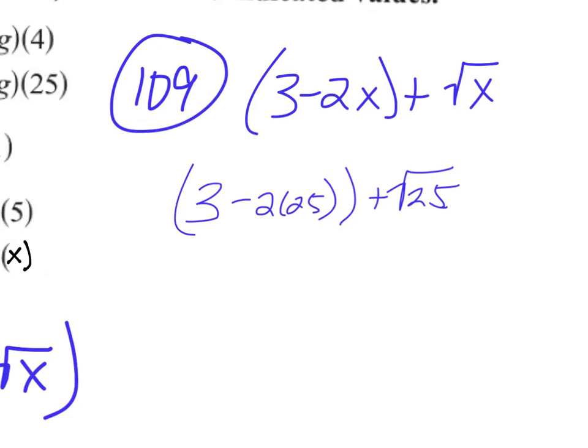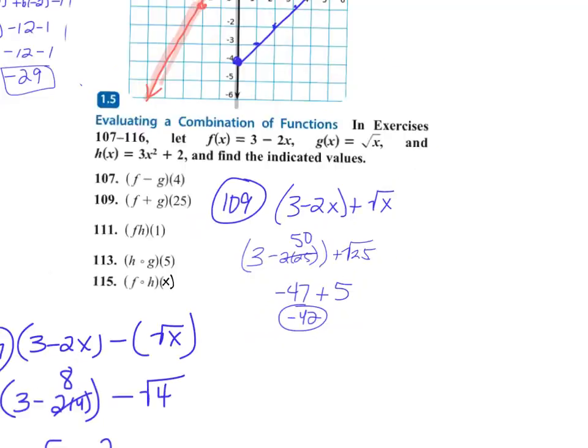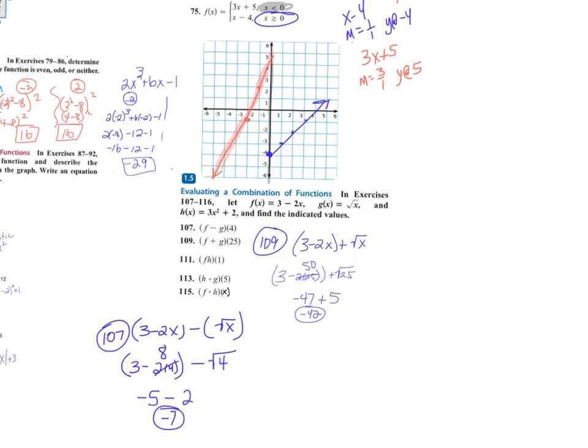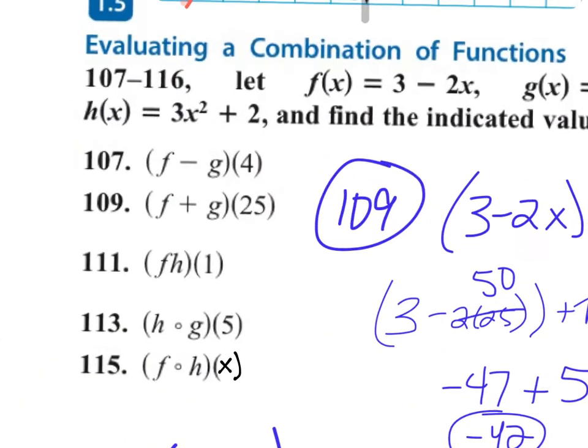So guys, what's 2 times 25? Okay, so what's 3 minus 50? Negative 47 plus, what's the square root of 25? What is negative 47 plus 5? Negative 42. Good. What do they ask me to do in 111?